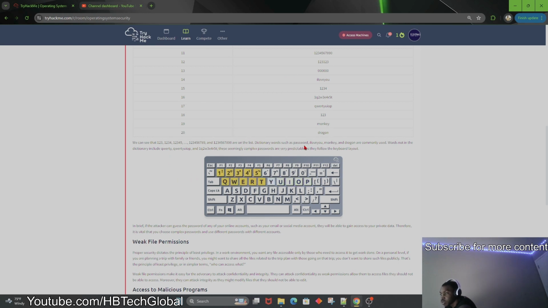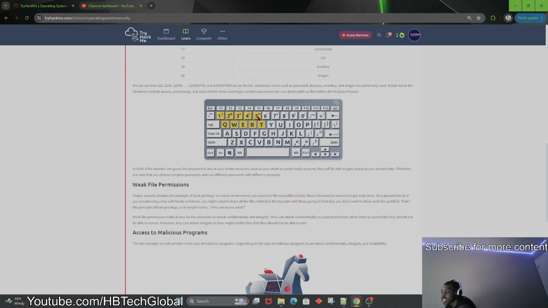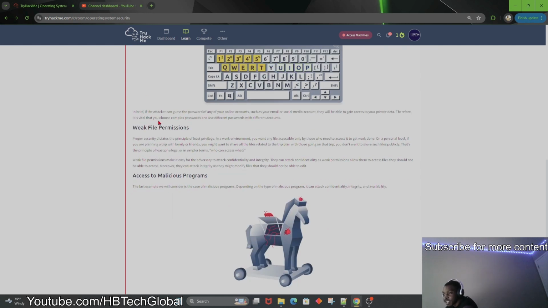Dictionary words such as password, I love you, monkey, and dragon are commonly used. Words not in the dictionary include these. These seemingly complex passwords are very predictable as they follow the keyboard layout. Okay, I did notice that before. Like QAZWSX, 12345. Yep, that's funny. 1Q2W3E, that's funny.